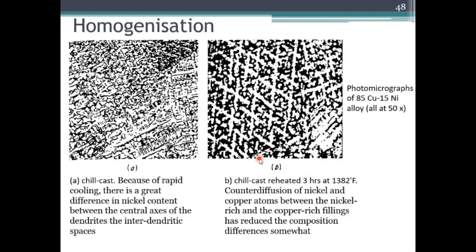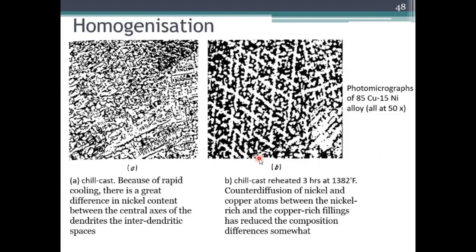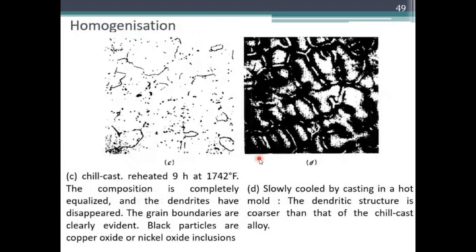This homogenization I already told you. Here we have seen this before heating, but after heating what happens? The dendrites which were formed have disappeared. Only the grain boundaries are visible, which hinder the formation of deformation. So what makes it become harder?